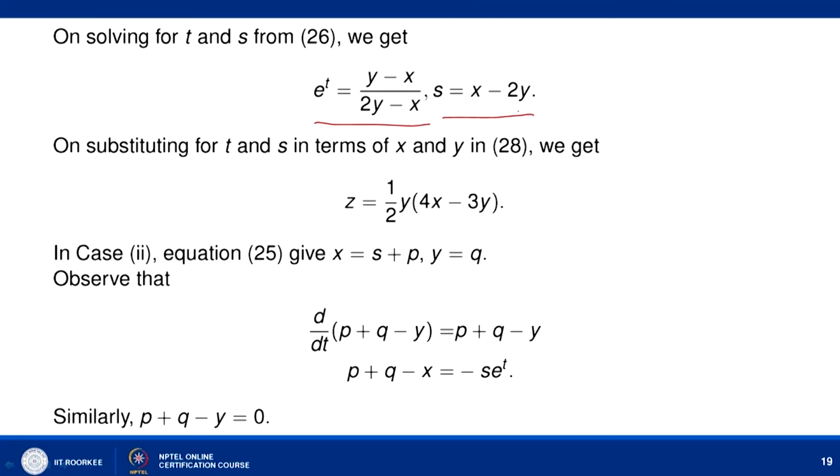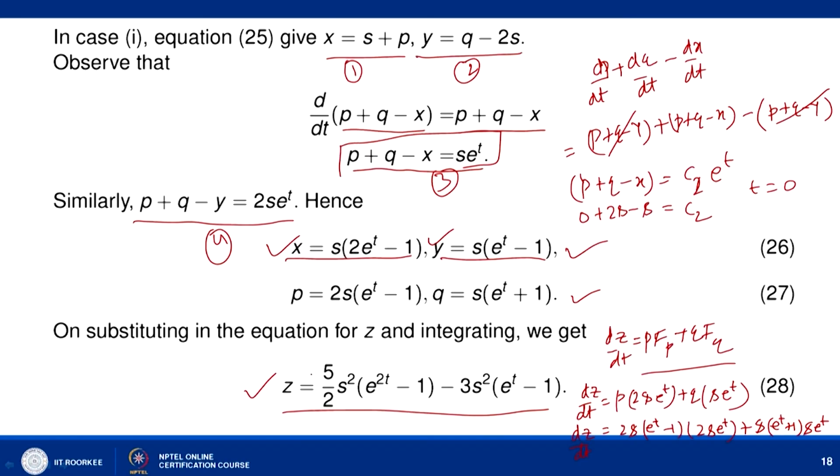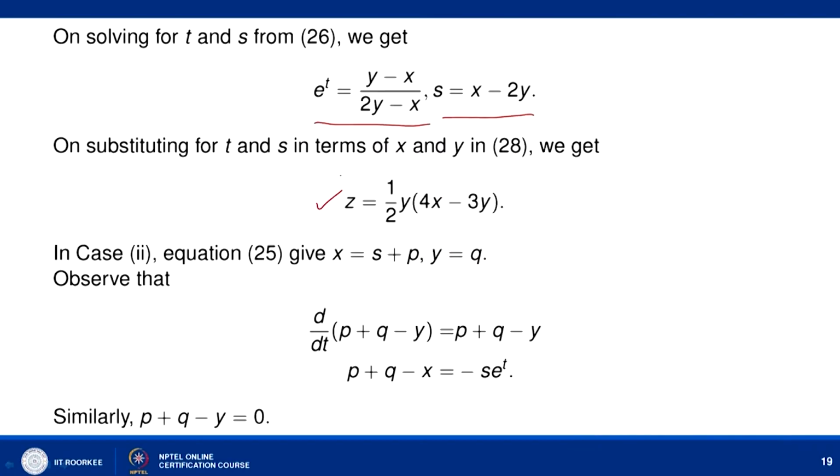So, using the values of e to power t and s, you can now solve for z. You know s, you know e to power t, and you can put it here and simplify, and you can get your solution as z equal to 1 by 2 y into (4x minus 3y). So, that I am leaving it to you, to simplify and get this.